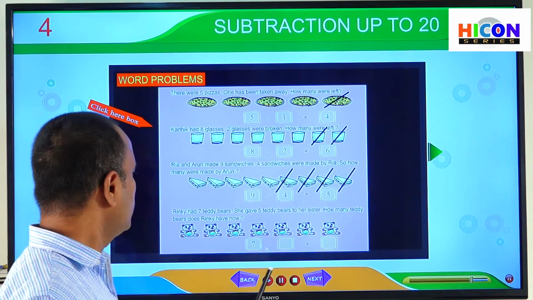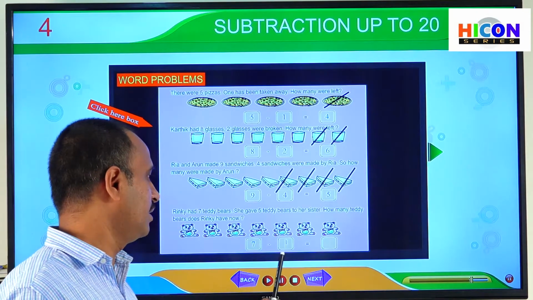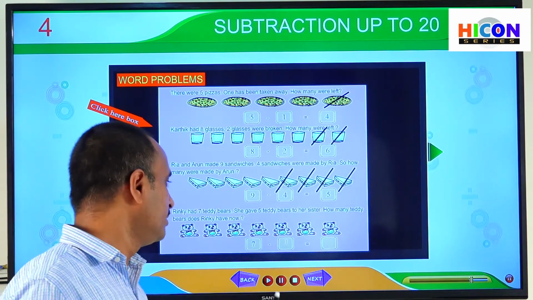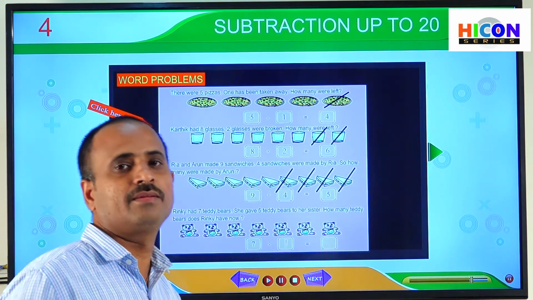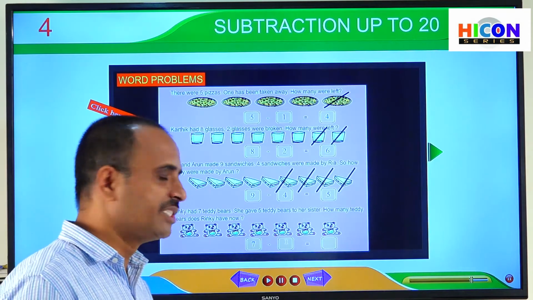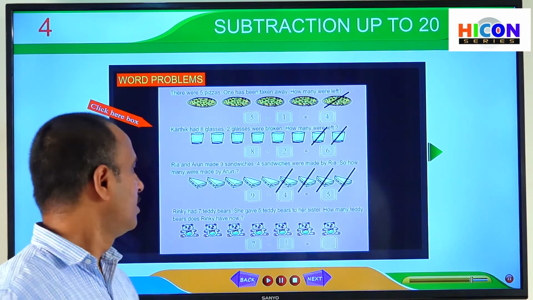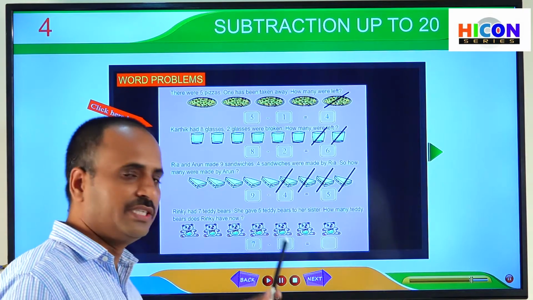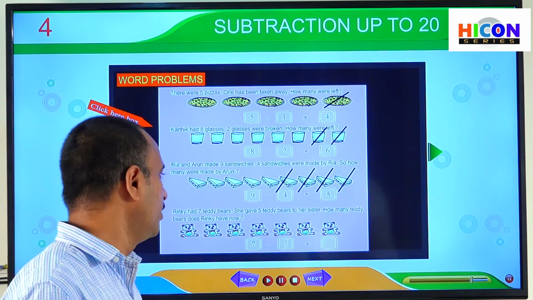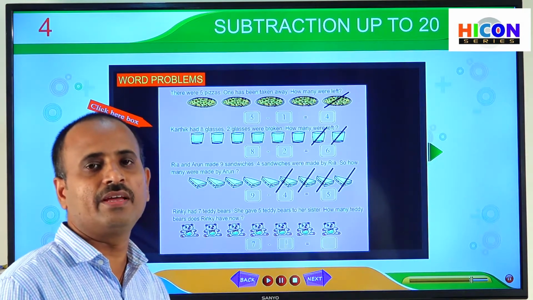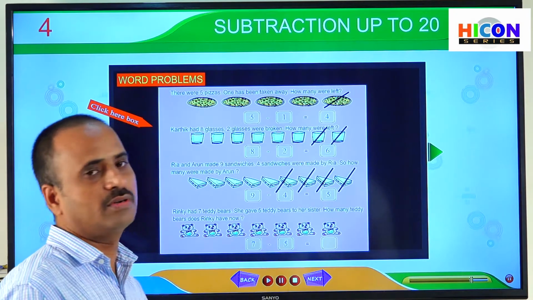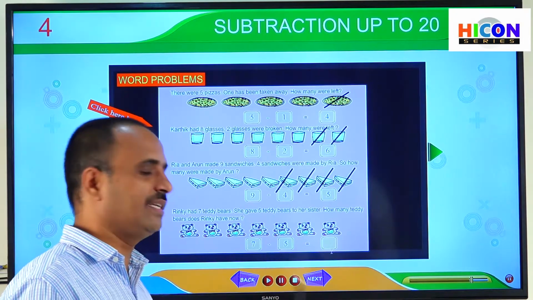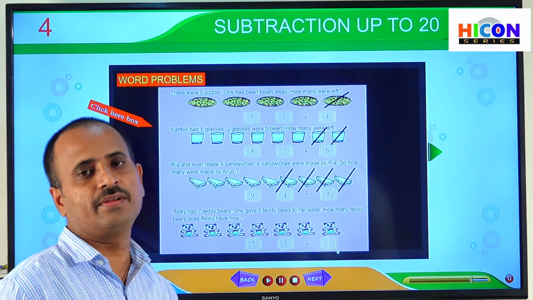Next, what is the second number here? The second number represents how many teddy bears are taken away. That means how many teddy bears she gave to her sister. So, 5 teddy bears she gave to her sister. That means 5 teddy bears have to be taken away. So, write 5 in the second box. The second number represents the number of bears to be taken away.